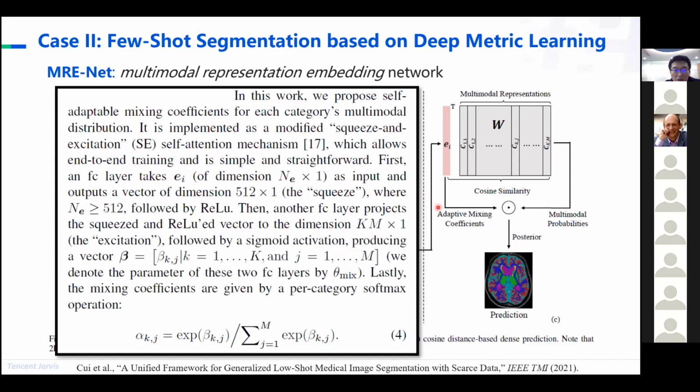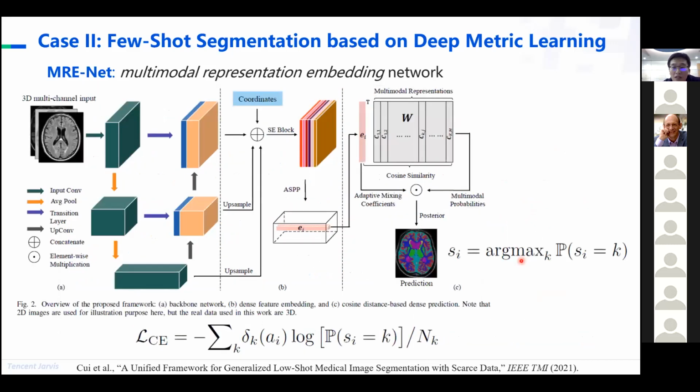Here, we put it all together. When a pixel needs to be classified, we put it through the multimodal representation using the cosine similarity to obtain the multimodal probabilities. On the other side, we use this input embedding to get the adaptive mixing coefficients. Then we put them together to get the posterior. As segmentation is dense classification, each voxel is simply predicted as the class of the largest posterior. For training, we use a simple cross-entropy loss, and the three parts, A, B, C, are trained end-to-end together, including these multimodal representations.